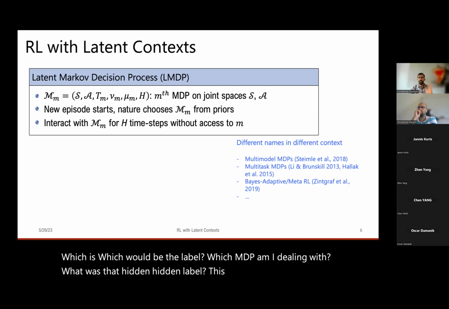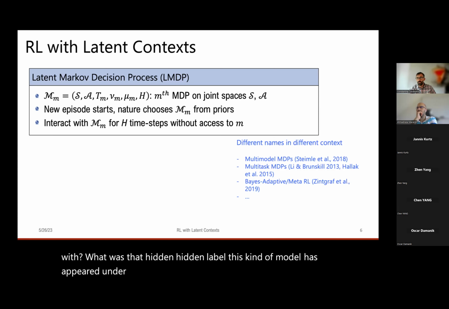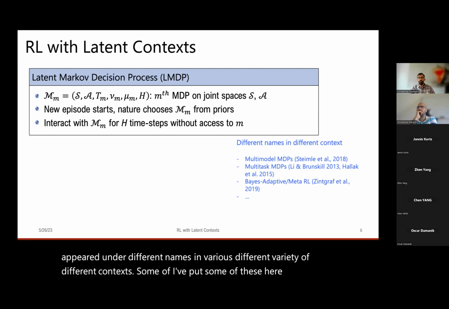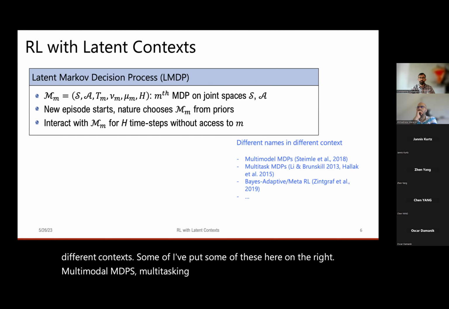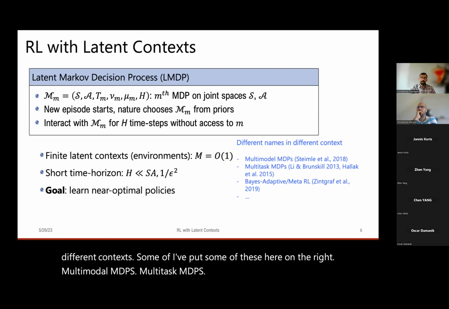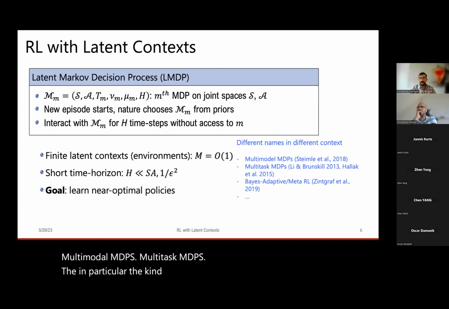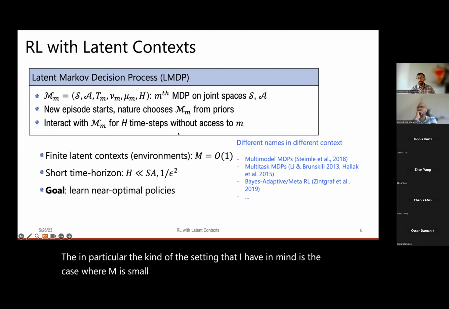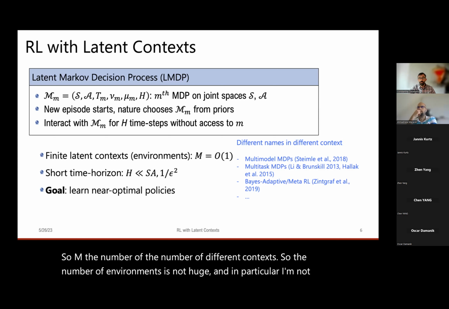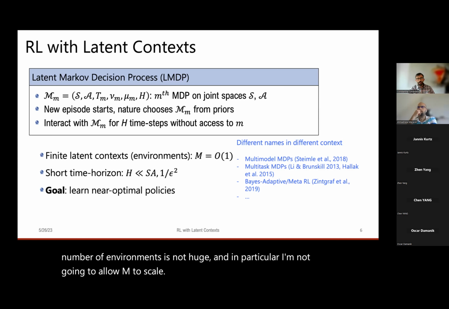This kind of model has appeared under different names in a variety of different contexts. I've put some of these here on the right: multimodal MDPs, multitask MDPs. In particular, the setting that I have in mind is the case where M is small. So M, the number of different contexts, the number of environments, is not huge. In particular, I'm not going to allow M to scale. And I'm also interested in the setting of a relatively short time horizon.